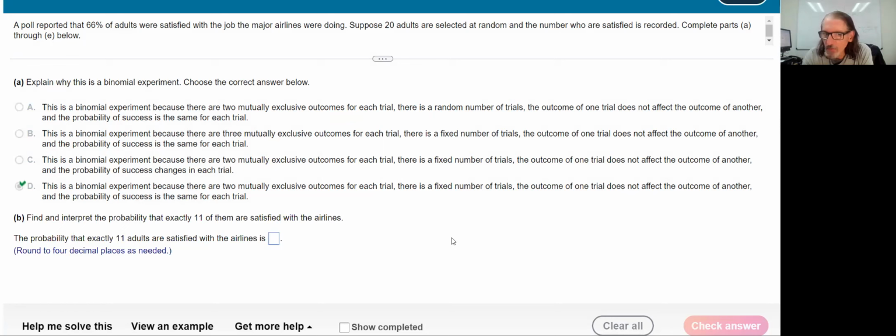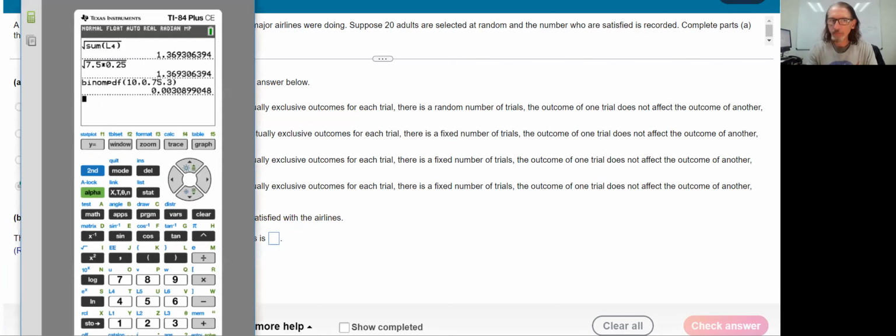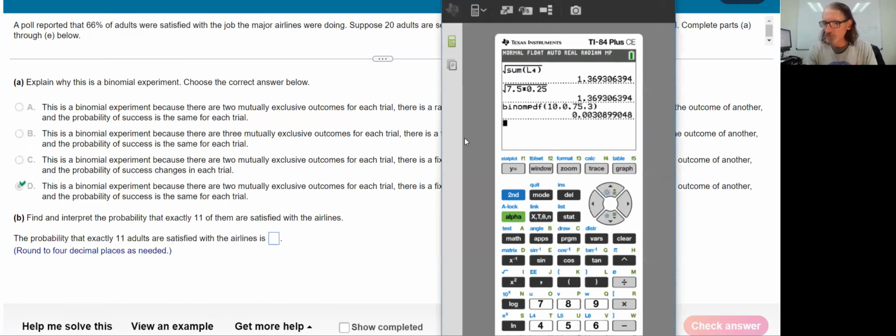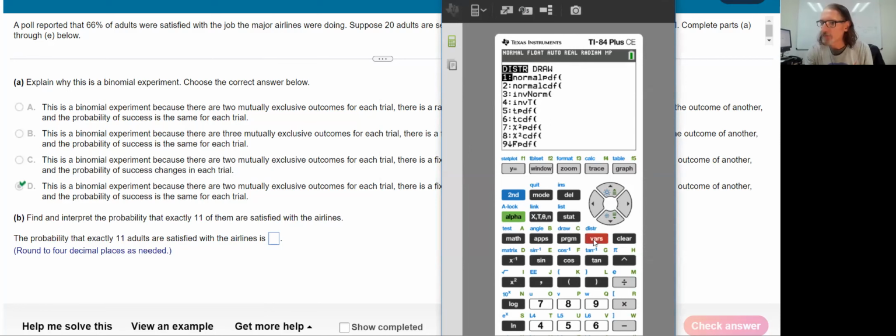Find and interpret the probability that exactly 11 of them. Okay, that's 11 out of the 20. So let's use the formula I just showed. Well, not the formula that I showed in the previous video, but instead the calculator shortcut, because I only showed it for one on that. Okay, so that's for a single value of X, single point.